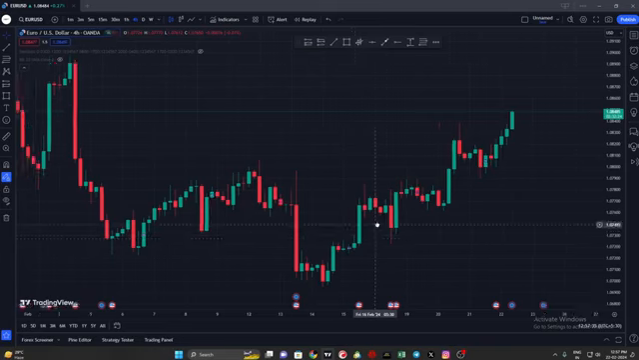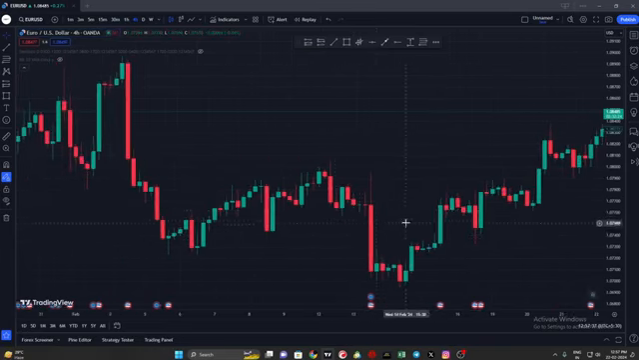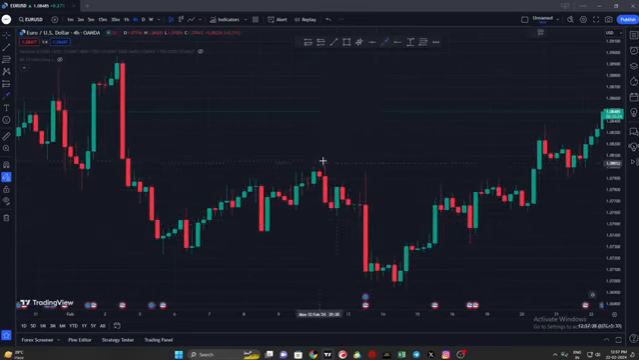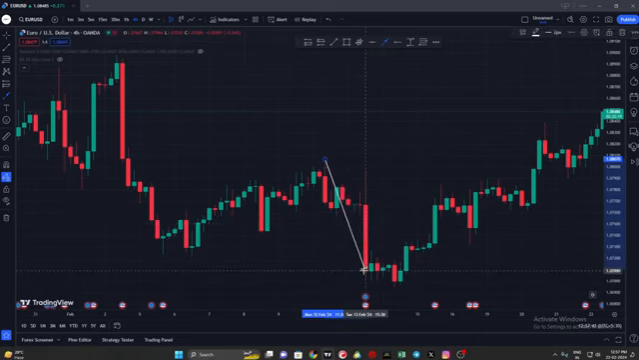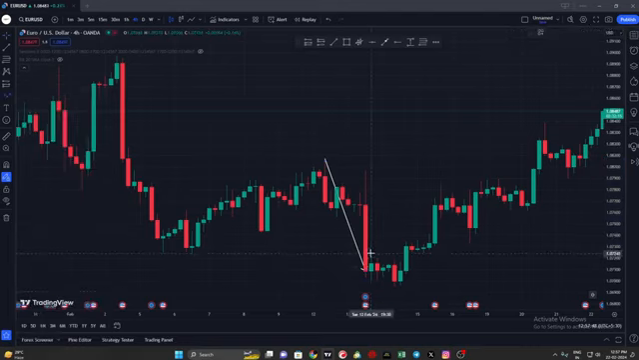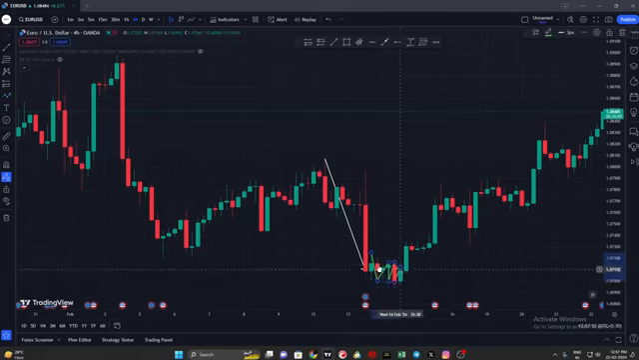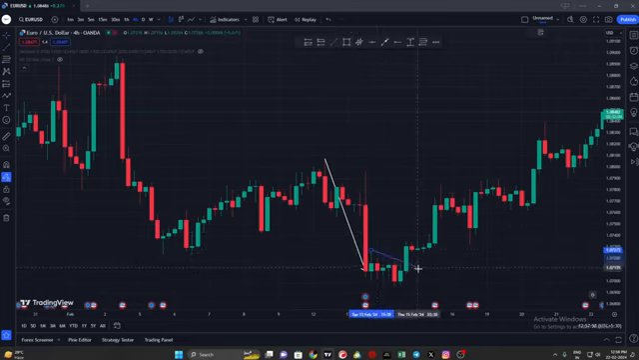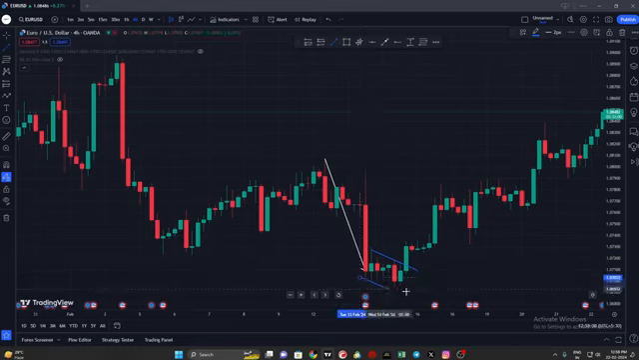Okay, for swing trading, you can see very clearly that we made a very big drop here, and then price created some sort of base here. You can see some sort of base formed here. So what you're gonna do is you're gonna simply take your tool and mark this out.